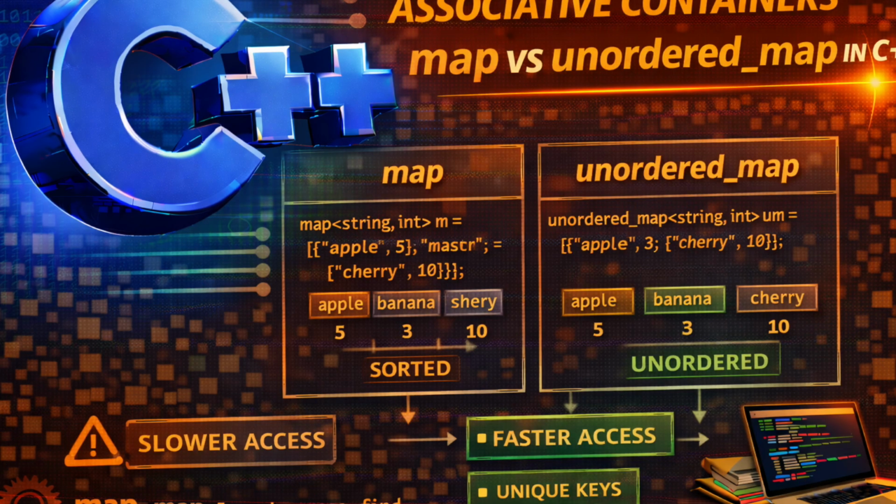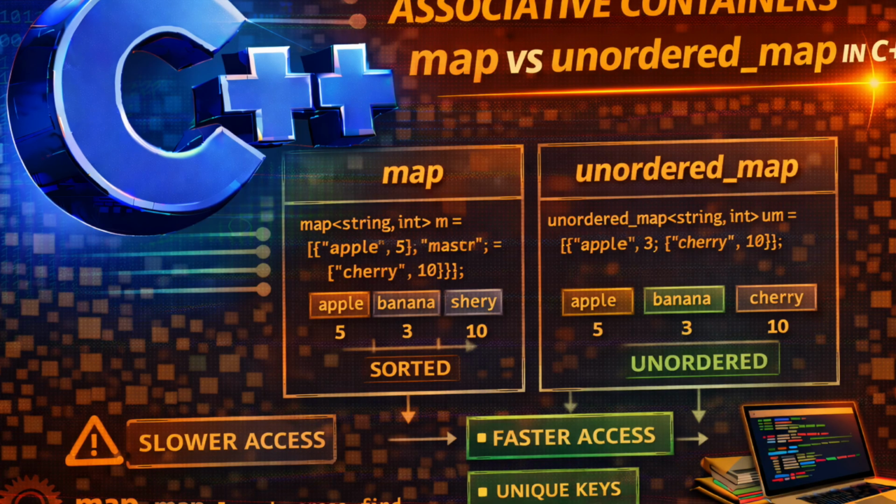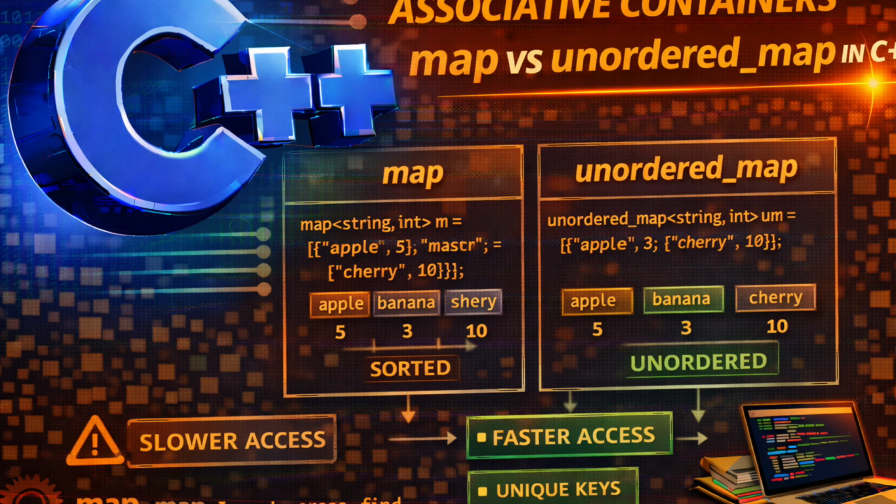And what if the function's job is purely read-only? Like, it just needs to verify a user's status. It shouldn't be able to modify the map at all. Then you use the gold standard, pass by const reference. You get the speed of passing by reference, plus a compiler-level guarantee that your data can't be modified. It's safe and fast.